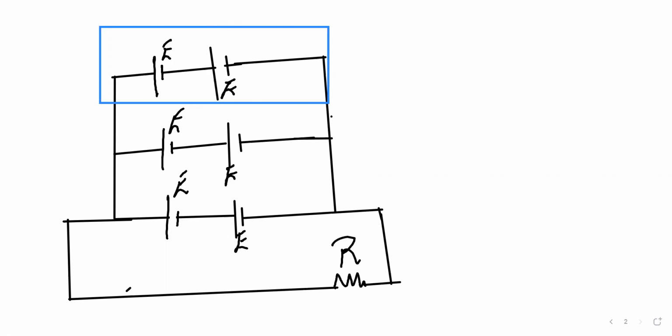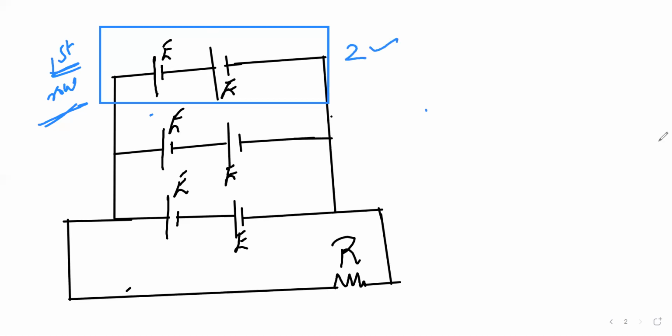In the first row, Srikanth, since you are having doubt, that's the reason I'm asking you. In the first row, how many cells are in series? Is it 2 cells, 3 cells, or how? Yes, 2. Correct. 2 cells are in series.